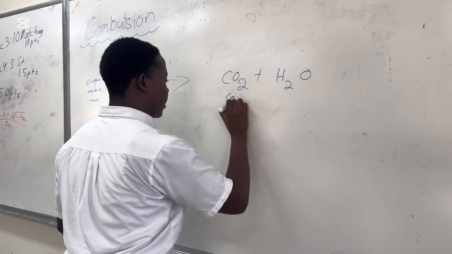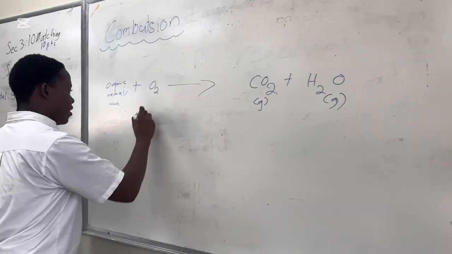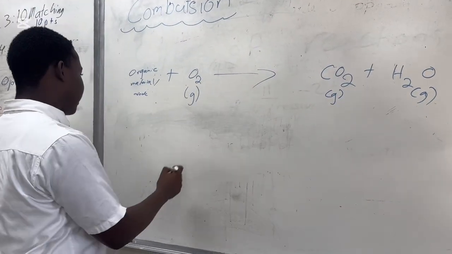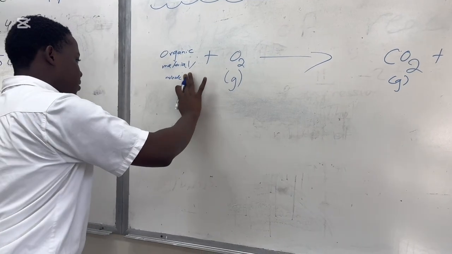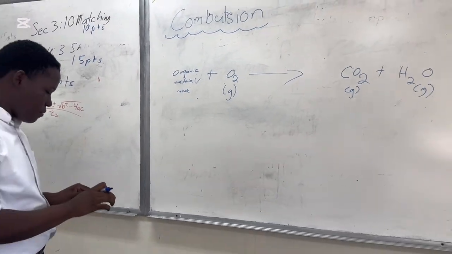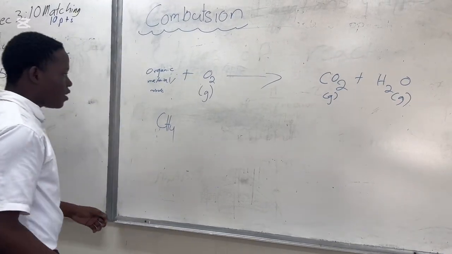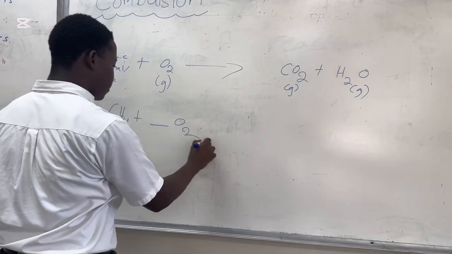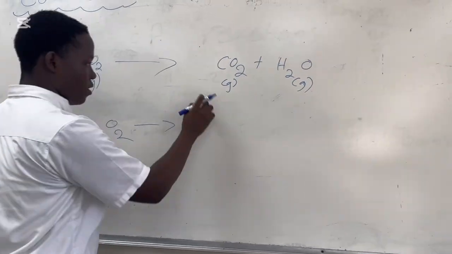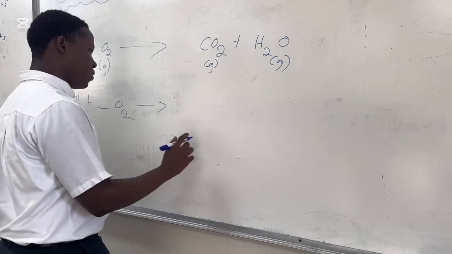This will always be in a gas state, and this will also be in a gas state. Of course, oxygen is always a gas, and this is whatever the material is. For example, if you get something like methane, CH4, it's always going to go with some O2. And then they're always going to have carbon dioxide, H2O.